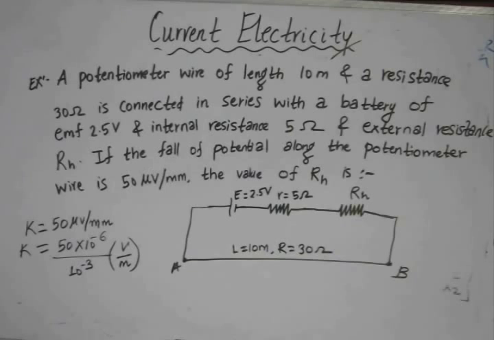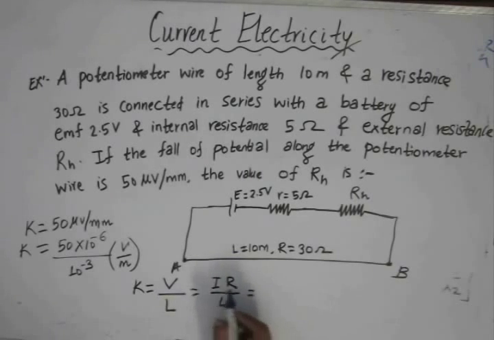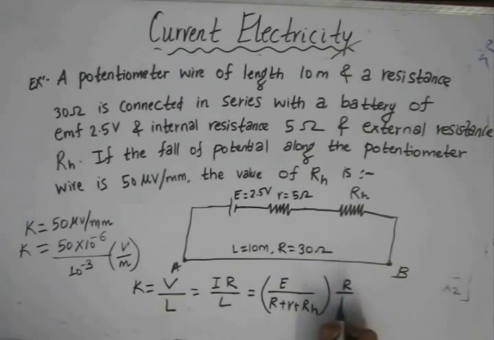As we have seen earlier, the potential gradient is the potential difference between the points A and B divided by its corresponding length. By Ohm's law, we can write it as I R by L, where I is the current flowing through the circuit. In place of the current, by Ohm's law, we can write the total voltage in the circuit, the EMF, divided by the total resistance in the circuit. So this is I times R by L, and this is the value of the potential gradient. Now if we solve for this potential gradient, we can get the value of RH.